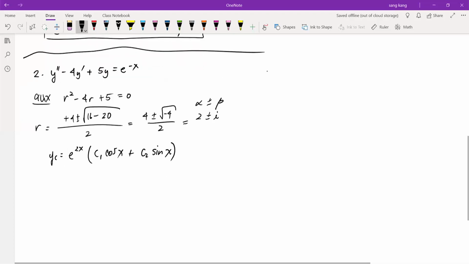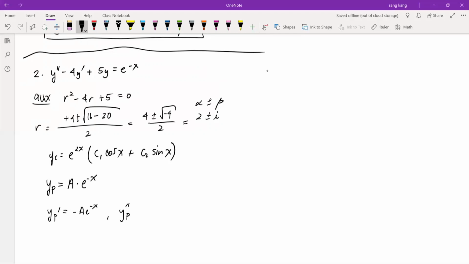So there's our complementary. Our trial particular is going to be a coefficient times our g as a function of x. And we don't have any issues here of the particular solution matching any of the complementary terms, because this is e to the minus x and there's e to the 2x and cosine. So no, we don't have to multiply anything through by x, so we're good there. We need to find y prime. That'll give us negative a e to the negative x. Y double prime particular will bring us back to a positive value, a e to the negative x.